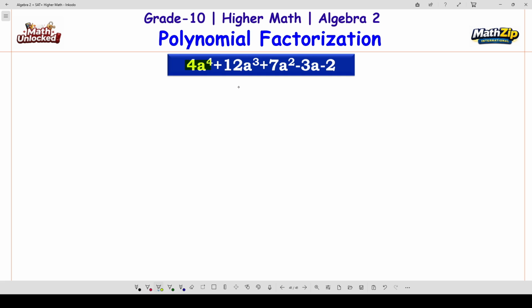4a to the power 4 plus 12a to the power 3 plus 7a square minus 3a minus 2. We are going to factorize this polynomial expression. First, we have to find out the possible rational root.